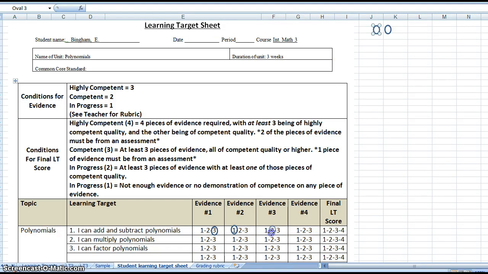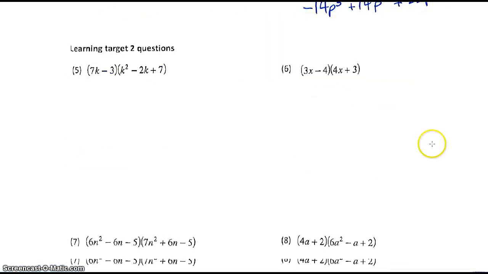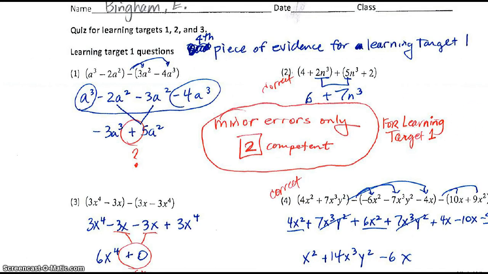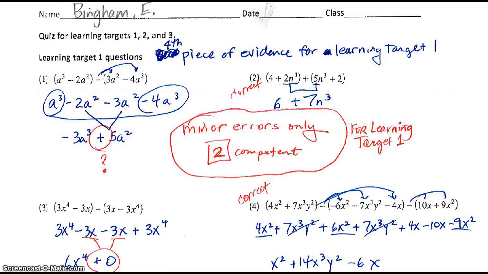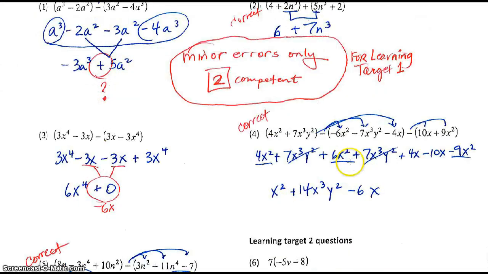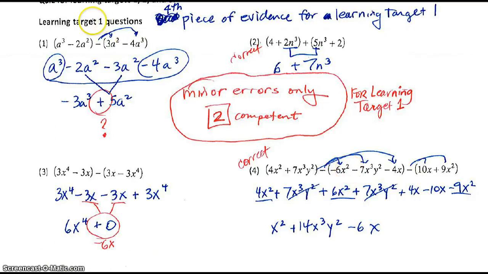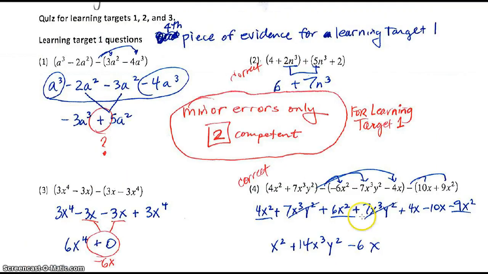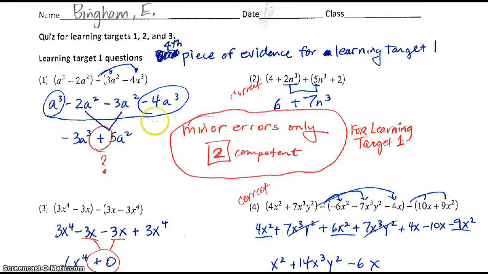Now let's say we get a quiz. Now it's time for a quiz. This will be the fourth piece of evidence that we're using for learning target 1. Again, Miss Bingham looks like, so this is just the questions for learning target 1 are 1 through 5, and then question 6 starts learning target 2. All right, so the first question, oh, she did a plus sign here when it should have been a minus. That's a minor error.